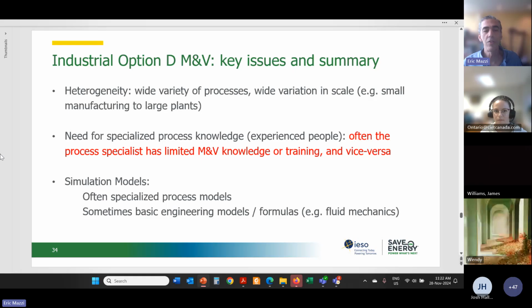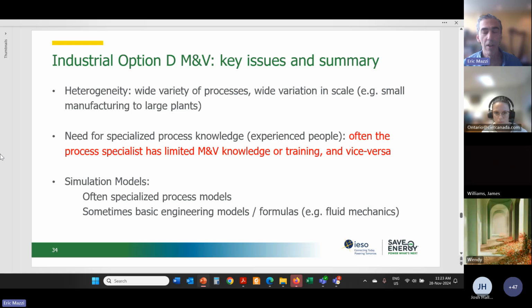So just move on to key issues in summary. So the word is heterogeneity. There's a wide variety of industrial processes, small local manufacturing plants to large complex operations like pulp mills and so on. As I mentioned, you really need specialized process knowledge. Often the process specialist has limited M&V knowledge or training, or vice versa. And I've been involved in this. It happens.